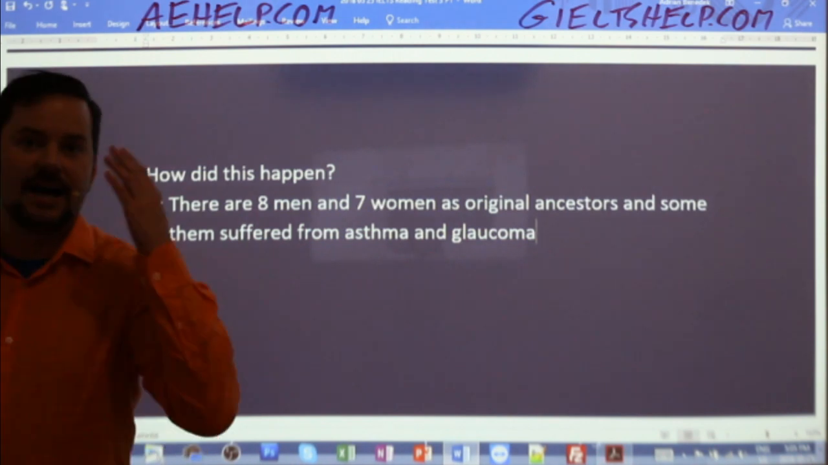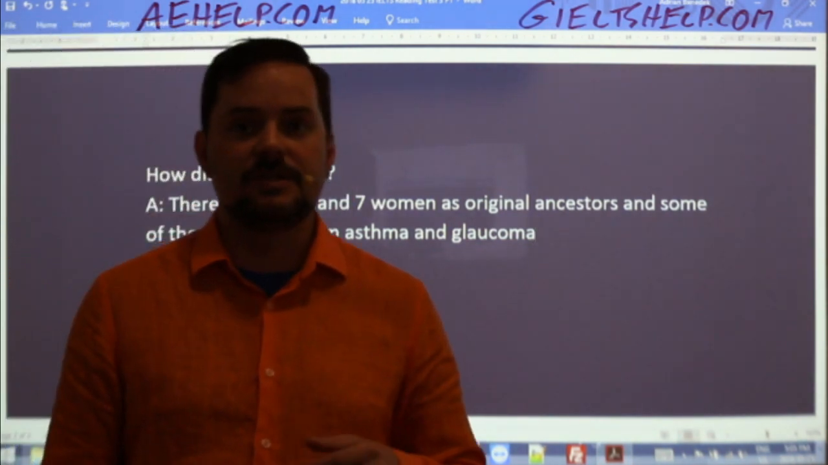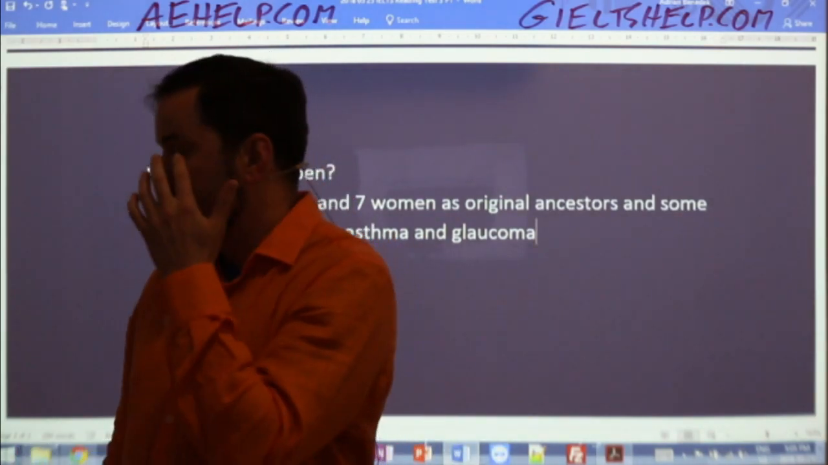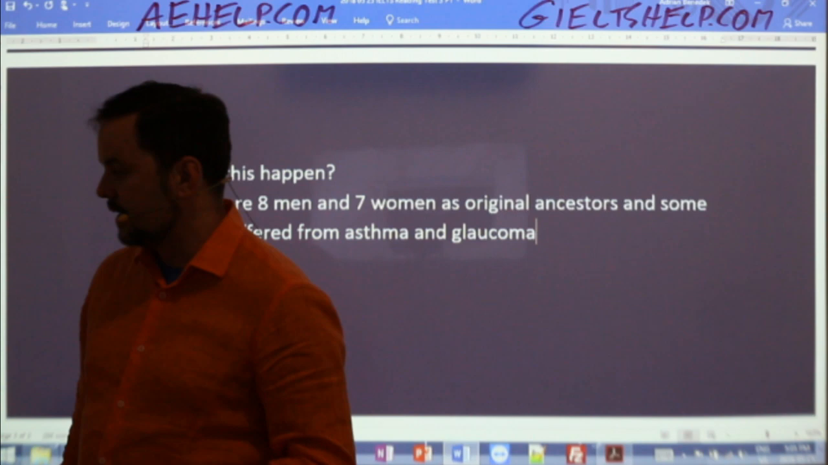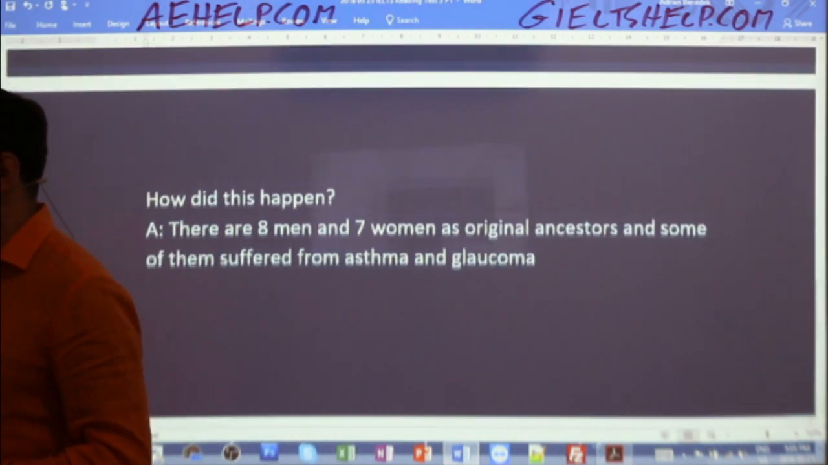Glaucoma is where the eye gets that gray. If you had pet dogs or something, you might have seen that, or very old people get it too, where you get this gray kind of mist in your retina, and then that can lead to blindness. All right, so how did this happen?